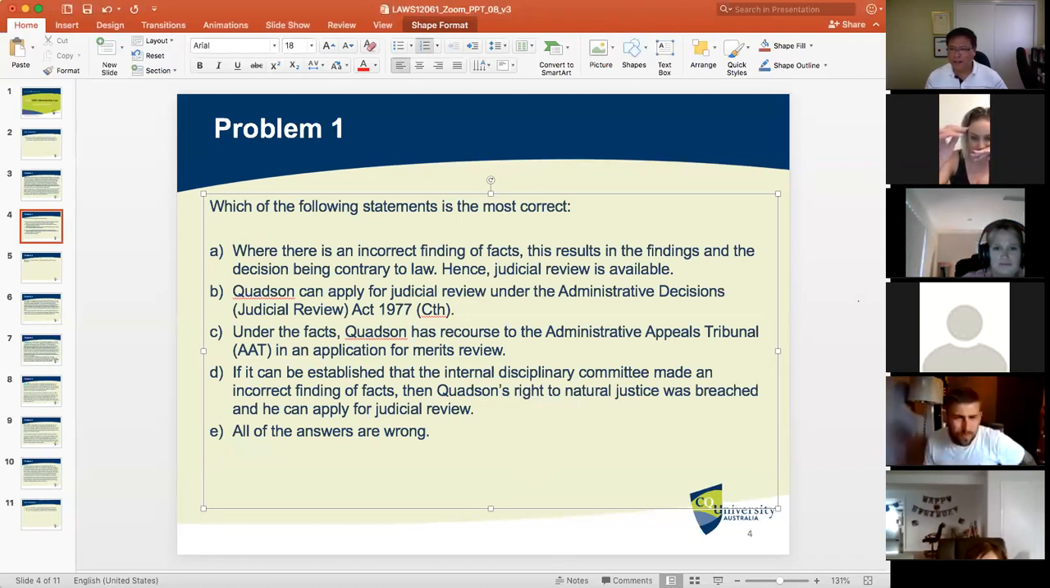So Michael has provided an answer. Interesting. Okay. So we've got 5 students answering letter C. 1, 2, 3, 4. It's actually 4. Somebody has answered E. Another one has answered D.